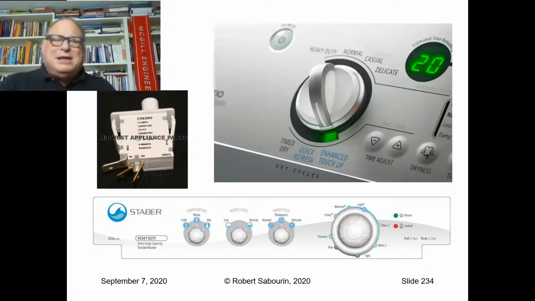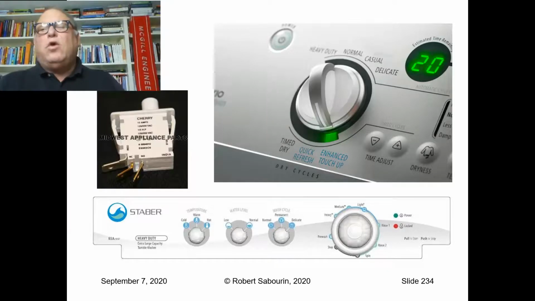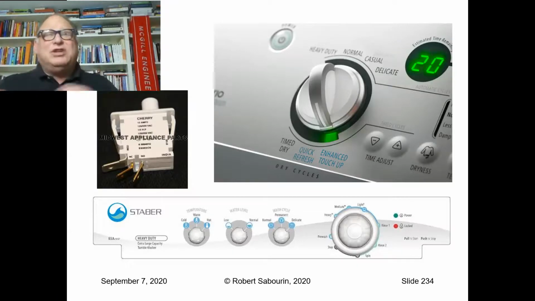The notion of dependent variables is important. Think about a clothes washer or a clothes dryer. The water level, temperature, and wash cycle probably influence the washing behavior and the washing logic of it, but the color of the appliance probably does not.